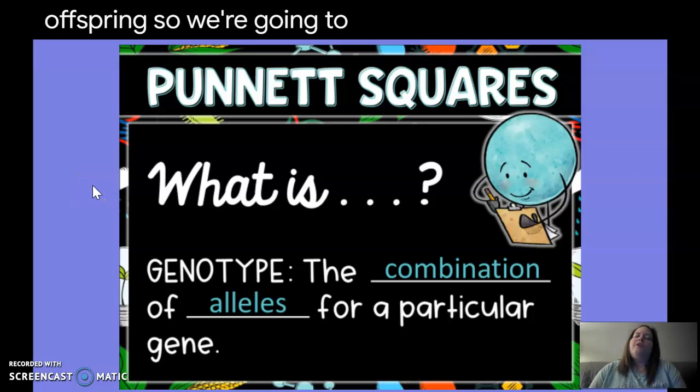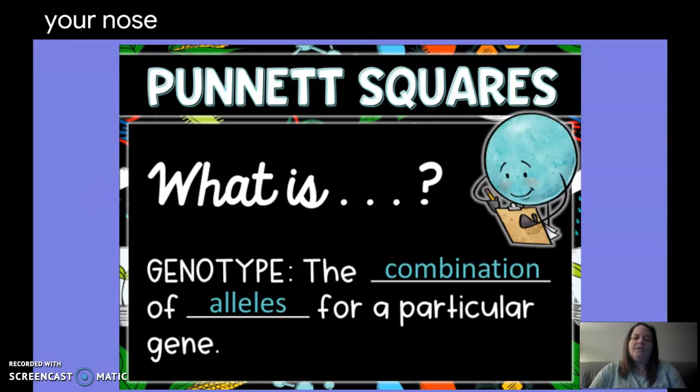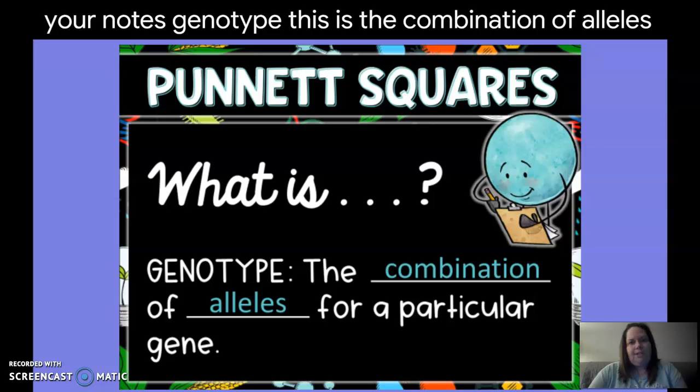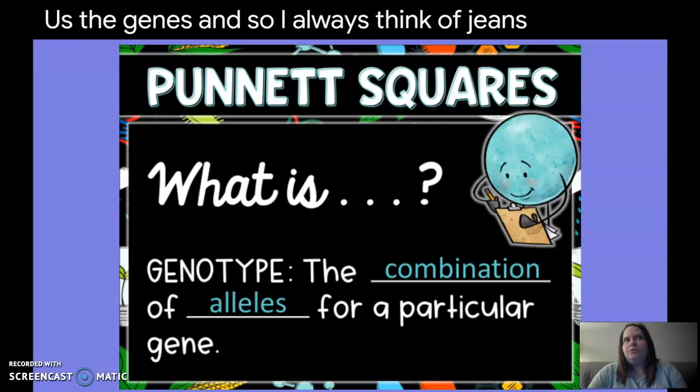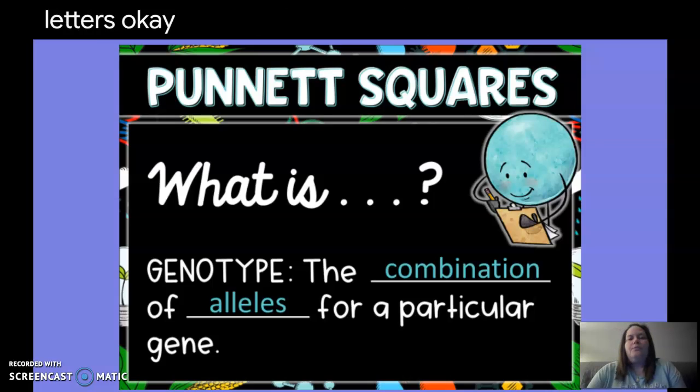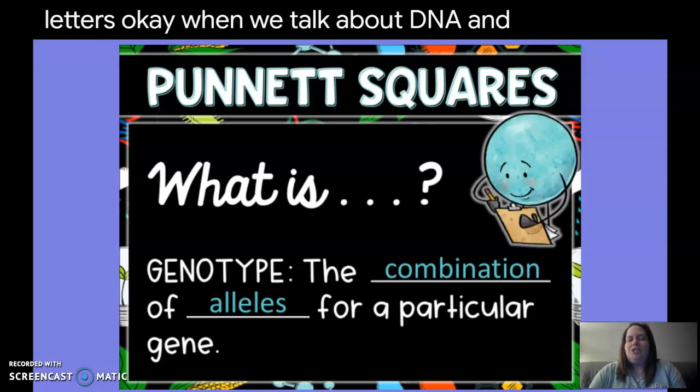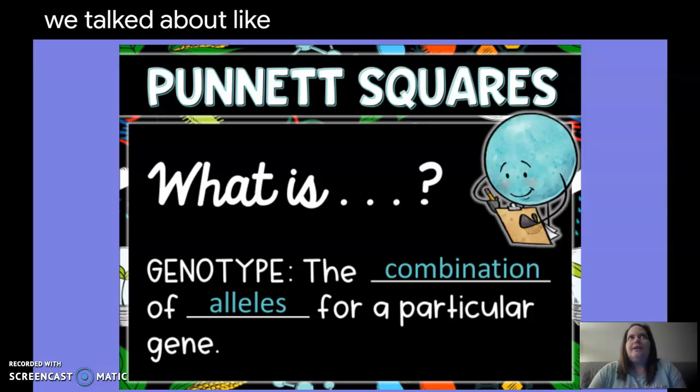So we're going to move over to the definitions that should be on the right-hand side of your notes. Genotype. This is the combination of alleles for a particular gene. Genotype tells us the genes, and so I always think of genes equal letters. Okay, when we talk about DNA and the genes, we talk about like A, T, C, G. We talk about the letters. So genotype, letters, alleles.